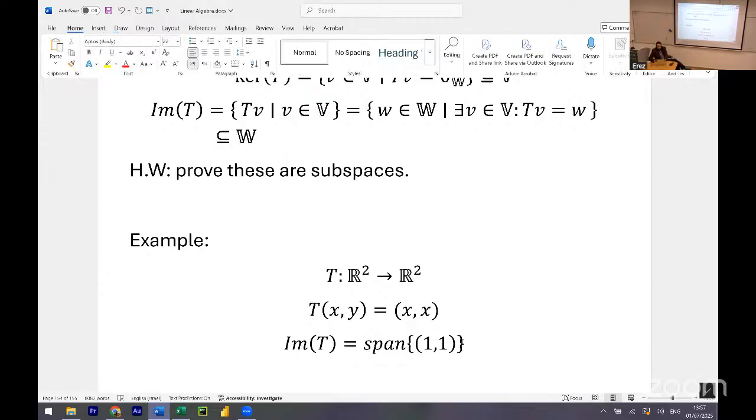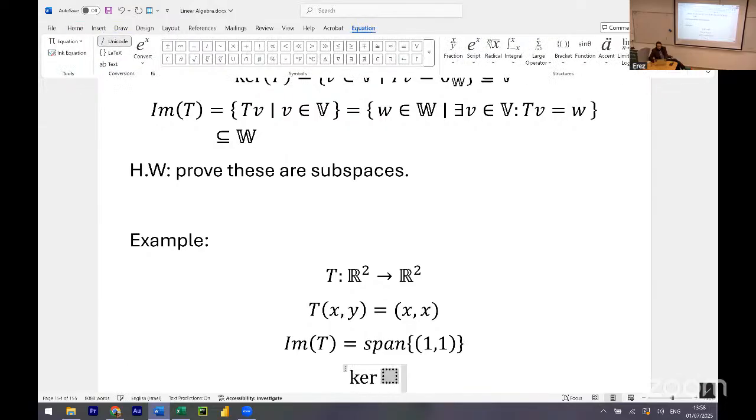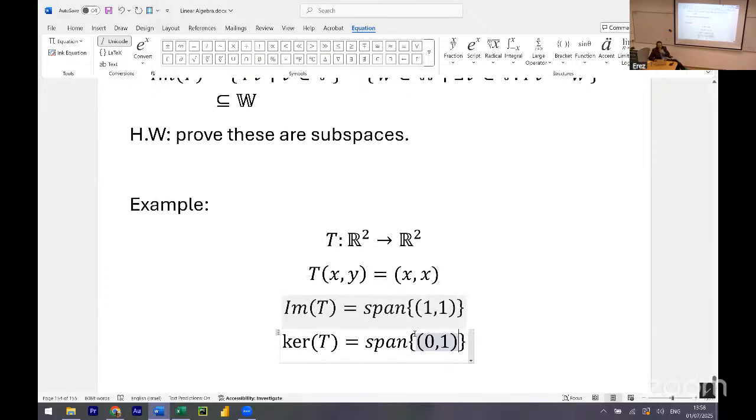The kernel is (0,0) only? (0,0) is always in the kernel, but also (0,a). Oh wait, yes, you're right, span of (0,1). Yes. So all of the vectors of the type (0, something) go to 0, and nothing else, because x must be 0 and y could be whatever, and the image is the span of (1,1).